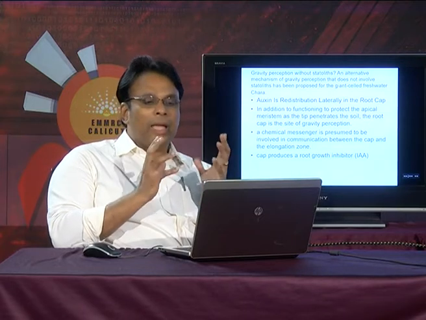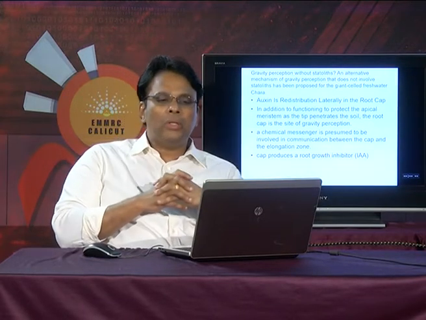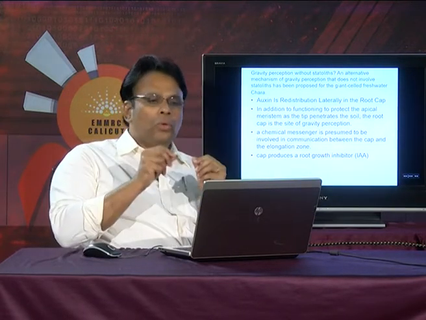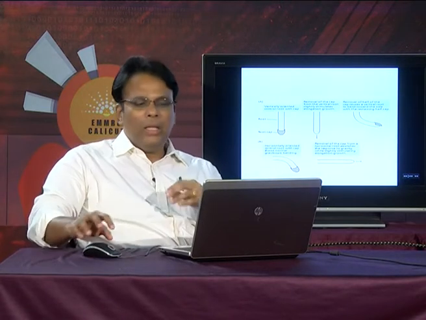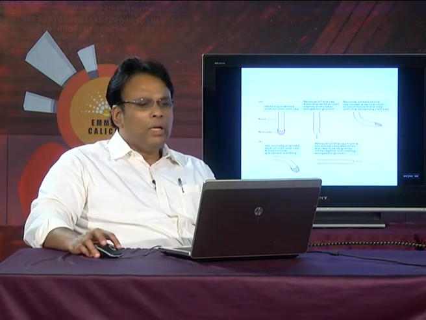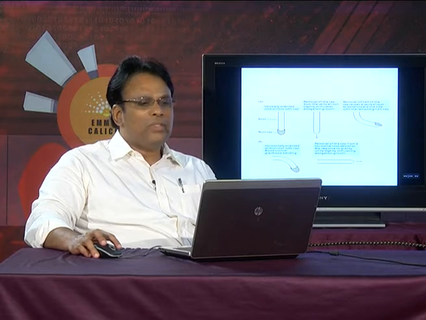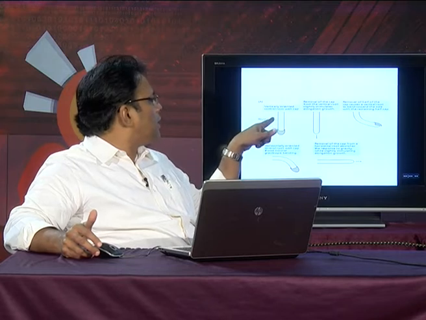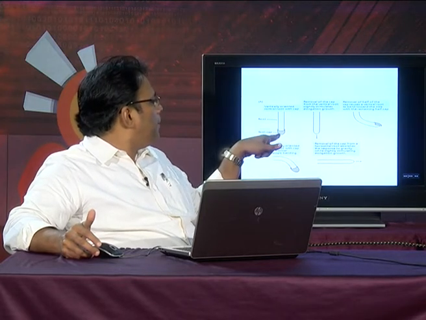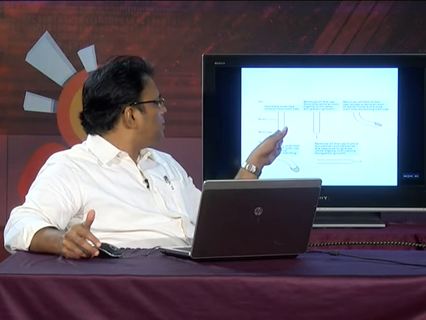And basically cap produces a root growth inhibitor. So, root growth inhibitor is produced within the root cap, and here you can clearly see how the root cap is influencing this particular action. Here you see this is a vertically oriented control root with the cap. So, the vertical orientation happens.